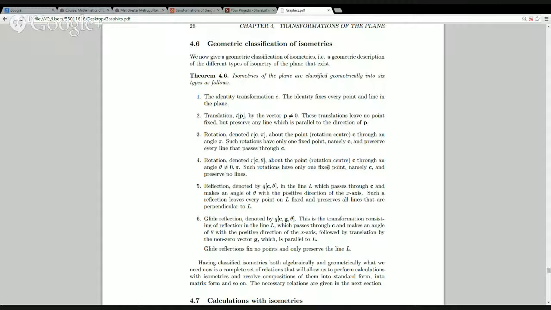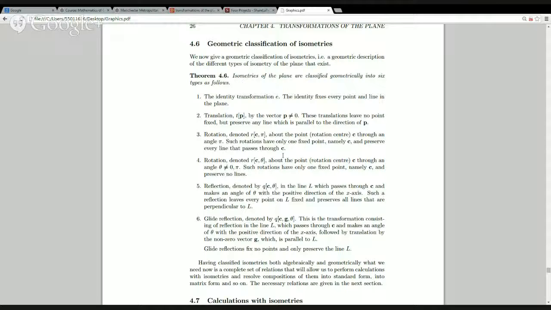Okay, so now we come to making things a bit more concrete when talking about these isometries. What kind of transformations can we expect to find as isometries? Well, this is just a little lead-in to this Theorem 4.6.